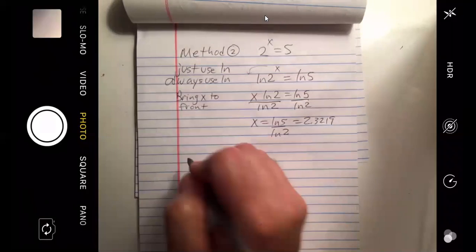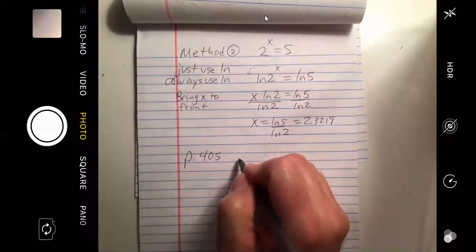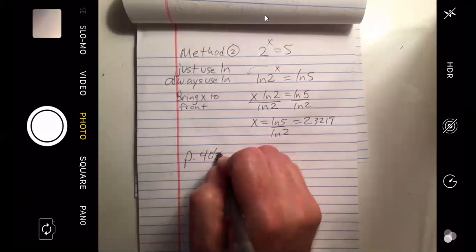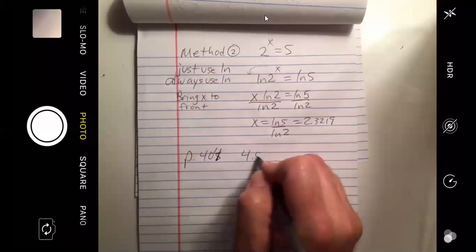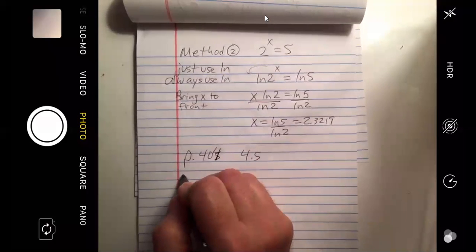This is off 405. Problem... I'm sorry, it's off page 404, my fault. Section 4.5, page 404. I guess we'll start with problem 3.